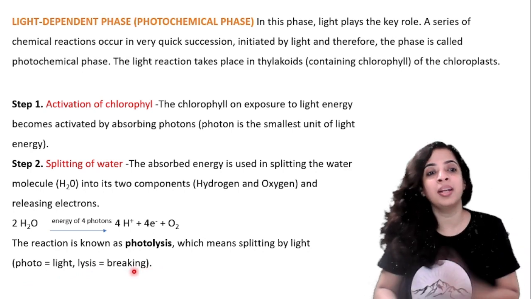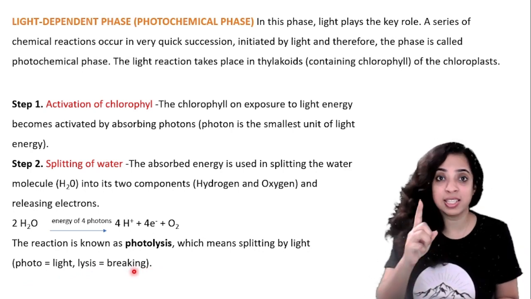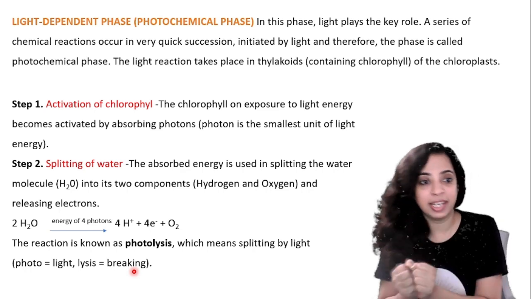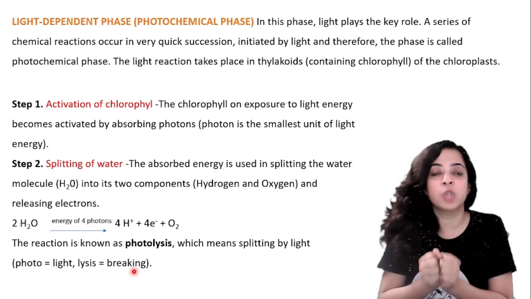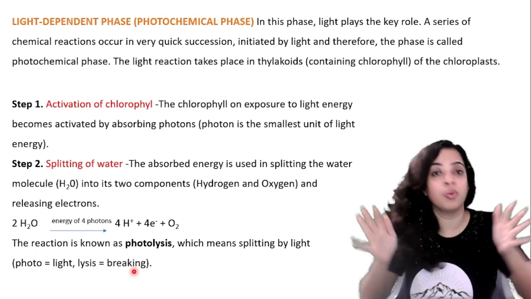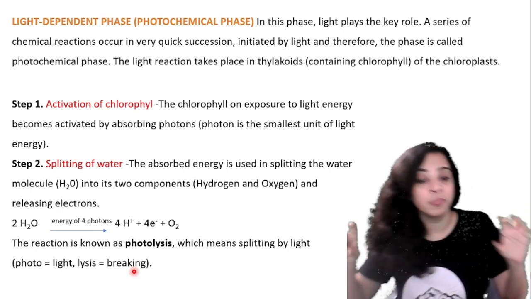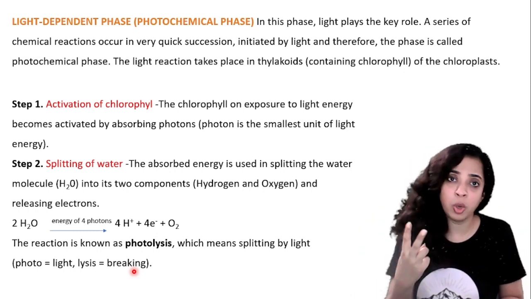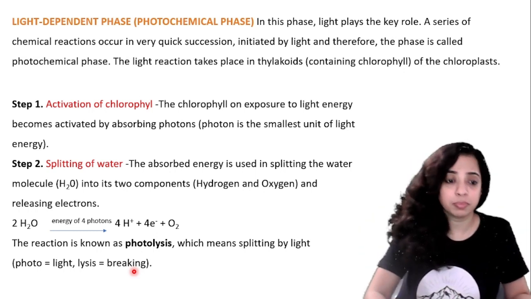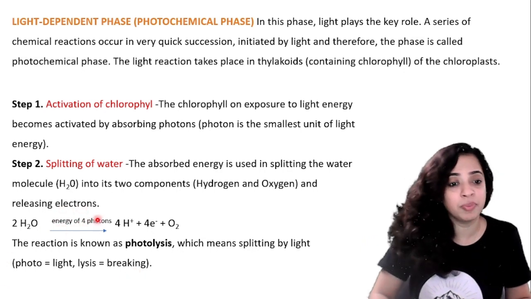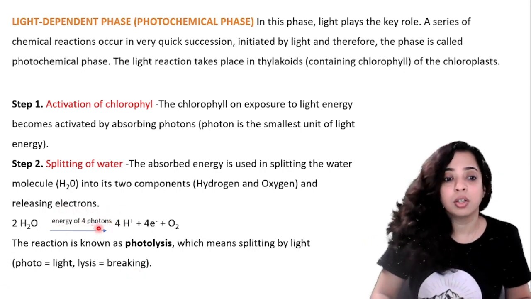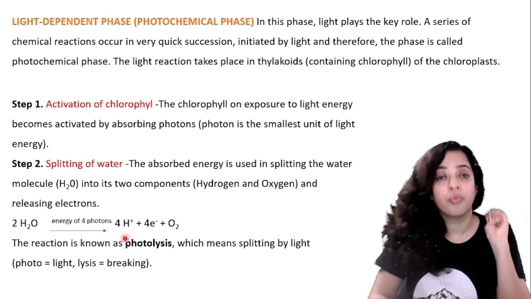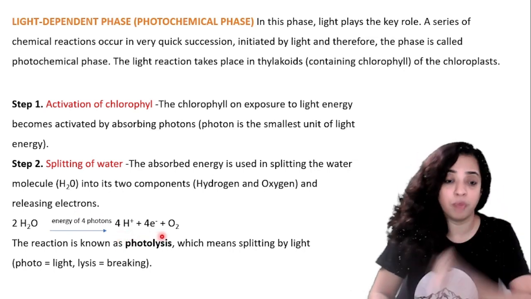So what happened in a photochemical phase? First, chlorophyll got activated by absorption of light energy. Okay. Then this absorbed energy is used in splitting of the water. Now the splitting of water is known as photolysis. This is a very important reaction. Two molecules of water, okay, with the help of the energy of 4 photons got split into 4 hydrogen ions, 4 electrons and 1 molecule of oxygen.